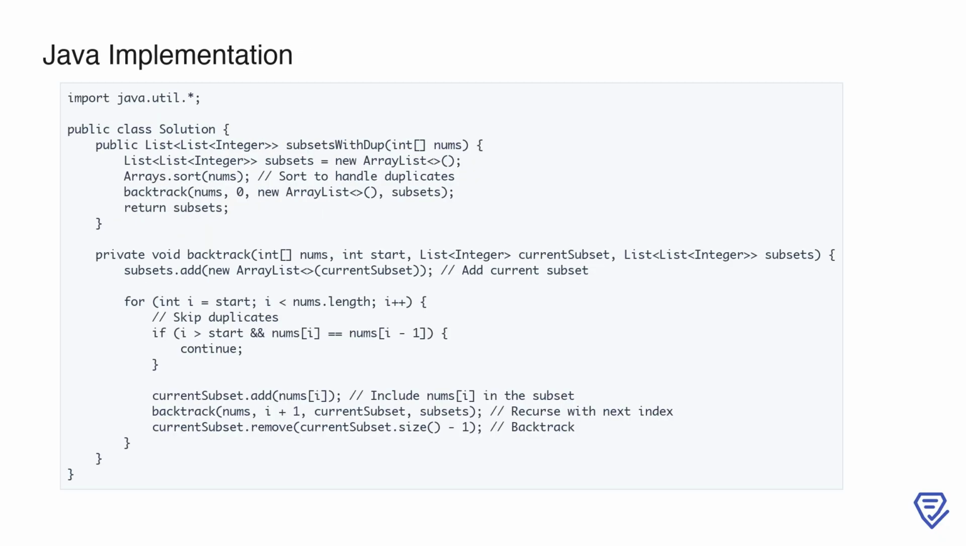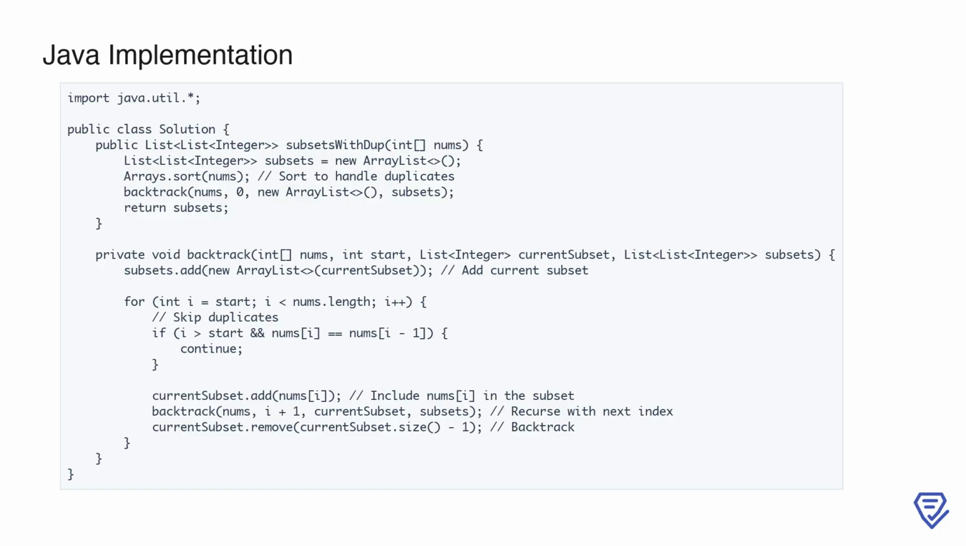This is the Java implementation of the Subsets 2 problem. It mirrors the Python logic by using backtracking to generate all subsets while avoiding duplicates by sorting the input array and skipping repeated elements during recursion. Key differences include explicit type declarations, use of Java's List and ArrayList for collections, and the Arrays.sort method for sorting the input array.